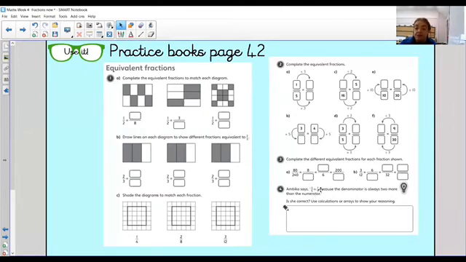Question 4 is, are these 2 fractions equivalent? Ambika has had a little go at that. Is she correct? And then if she's not, can you explain what mistake she has made? And then can you prove it to her using a calculation or an array? Okay, so make sure you're proving it there.